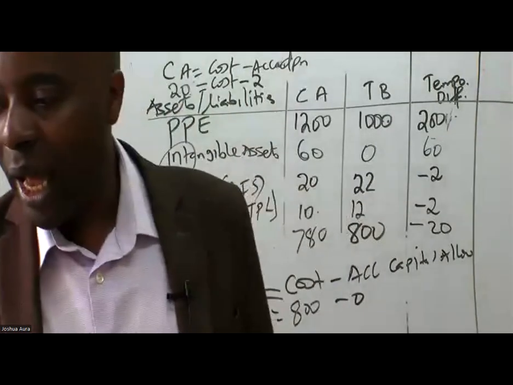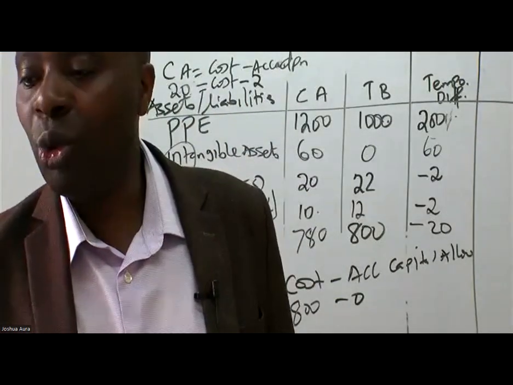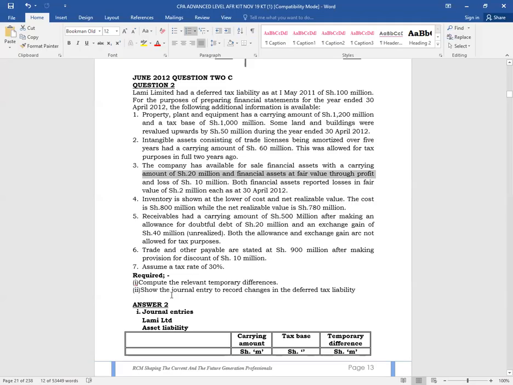Now, ladies and gentlemen, after you are clear with this, we should be able to do the last item. Sorry, we still have receivables. We are told receivables had a carrying amount of 500. Let me first recognize this, a free low-hanging mark. The receivable carrying amount that we have here is 500.